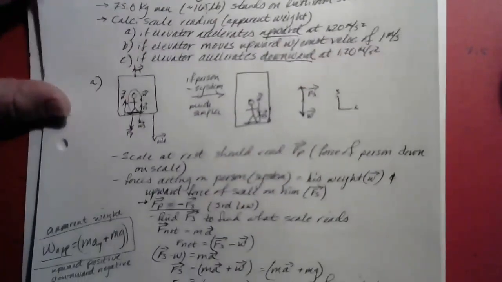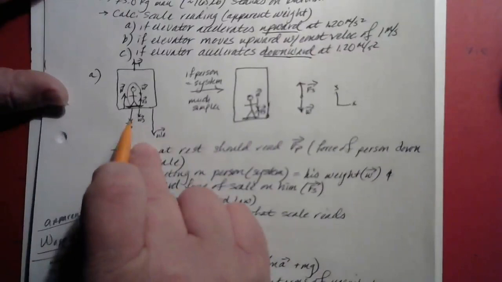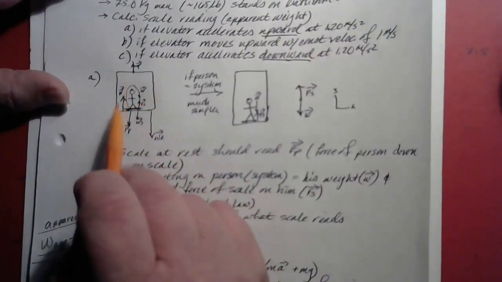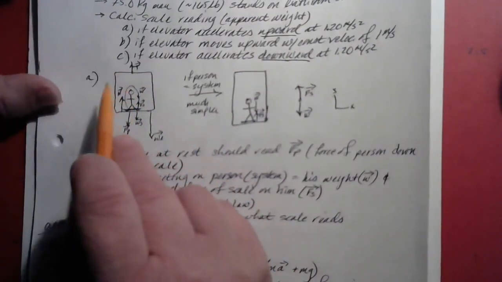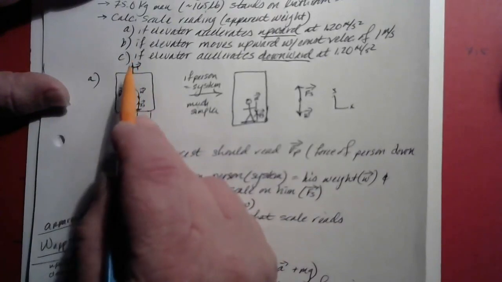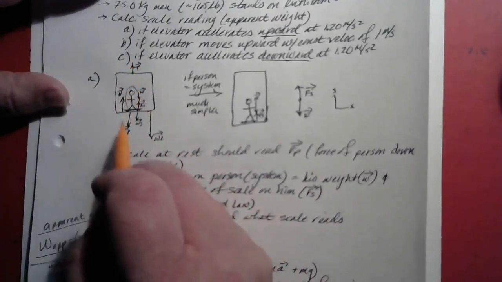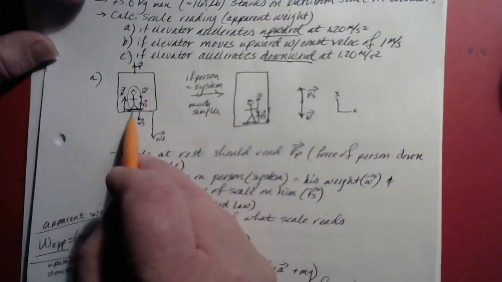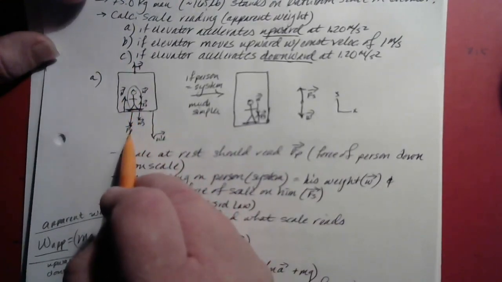So before we do any of those, we want to draw a diagram. So we've got our elevator here, and there are a lot of forces acting here if you want to really get comprehensive about it. You've got the tension in the cable that's holding the elevator up. You've got the force of the person pressing downward on the scale.